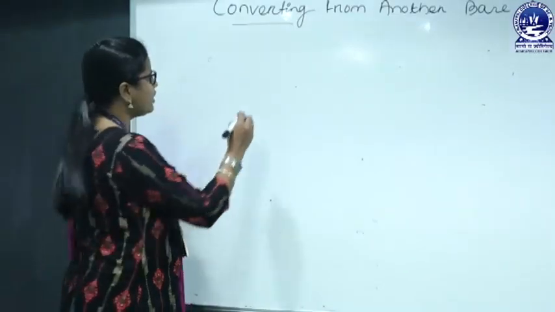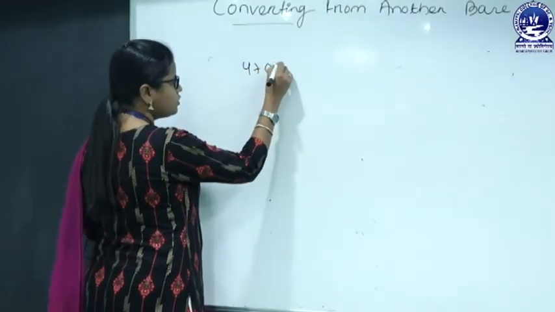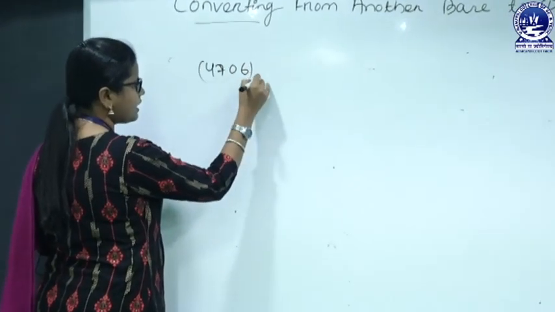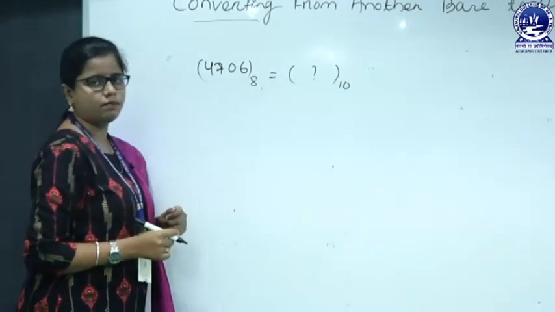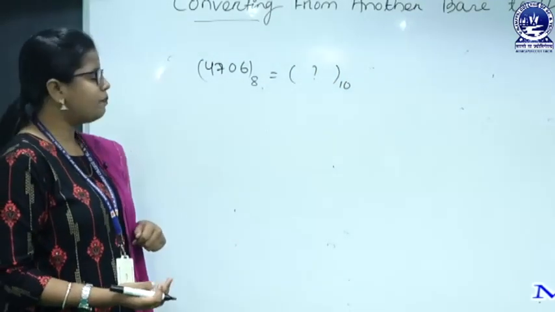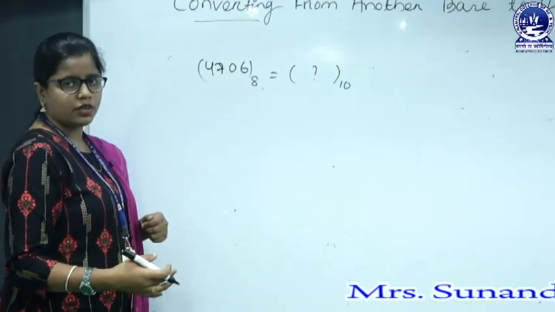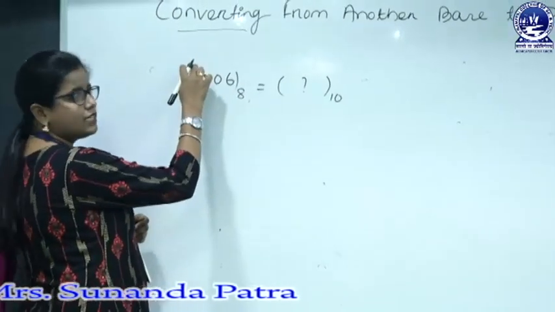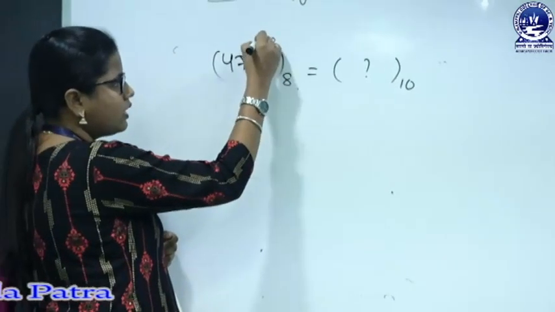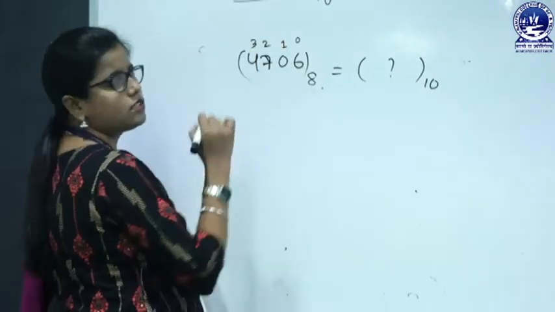Suppose the next question is 4706 base 8, and we have to convert it into the decimal number system. Let's see another way. So what are we going for? We are going for multiplying the column values. So what is the weightage here? Here is 0, here is 1, here is 2 and here is 3.